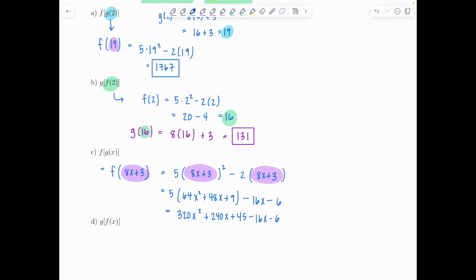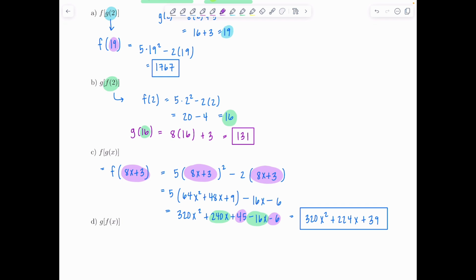And then we can combine like terms, right? Look, 240x minus 16x, yes. So then for our final answer, we'll have 320x squared plus 224x plus 39. Boom. I also combined 45 minus 6. Okay, how are we doing?